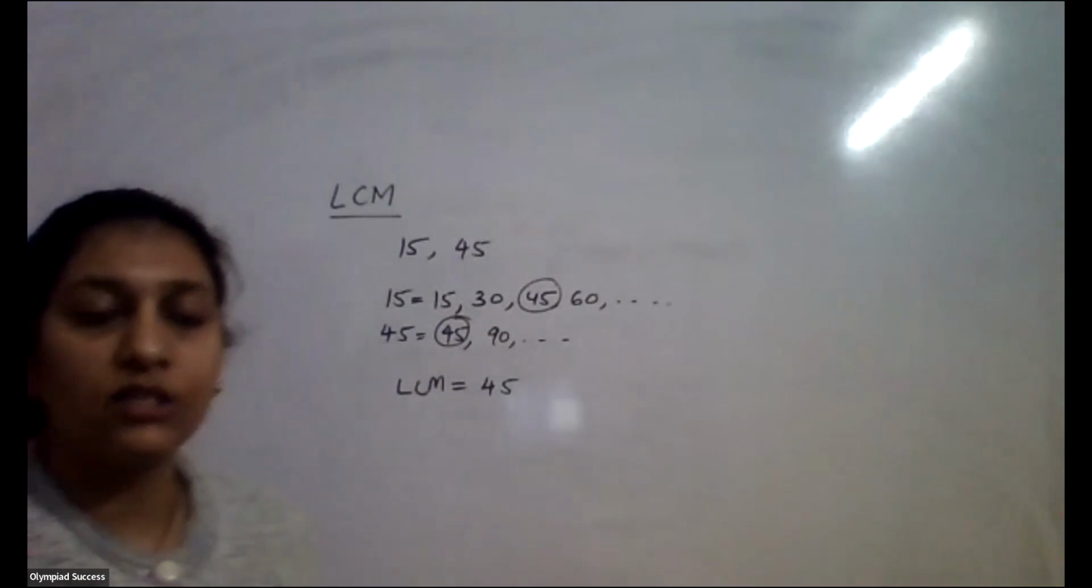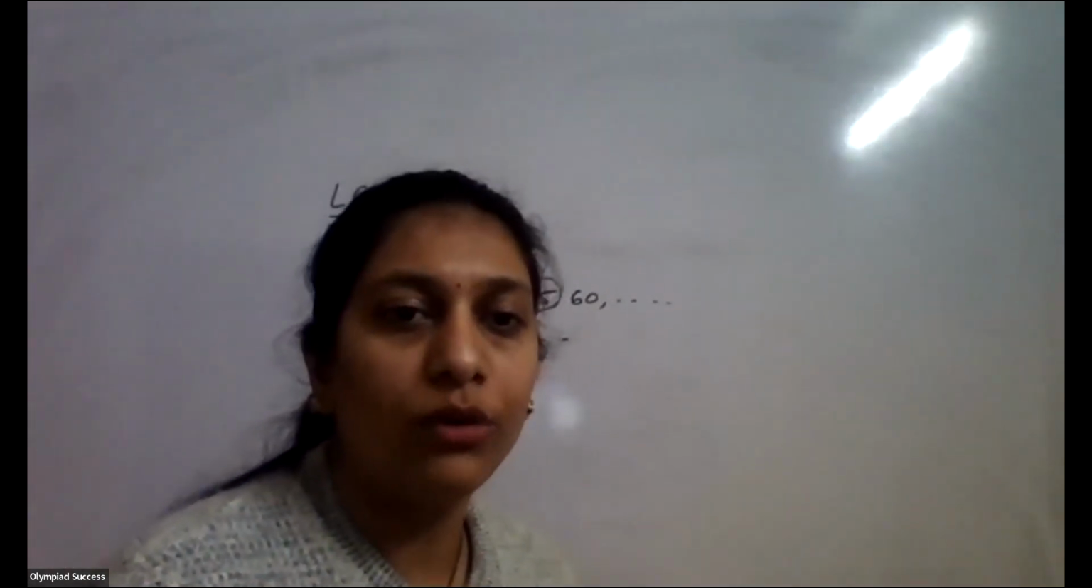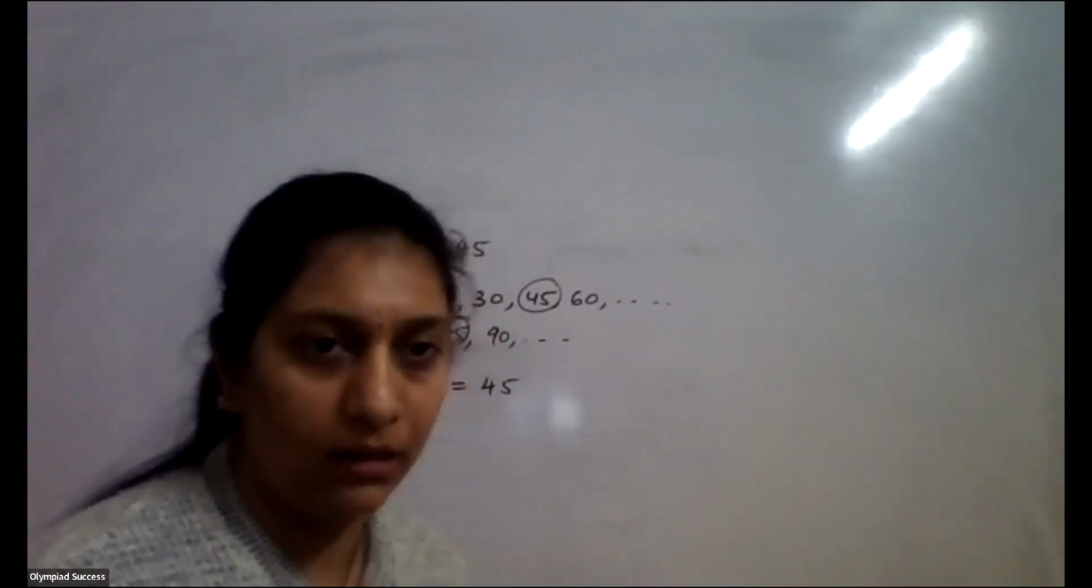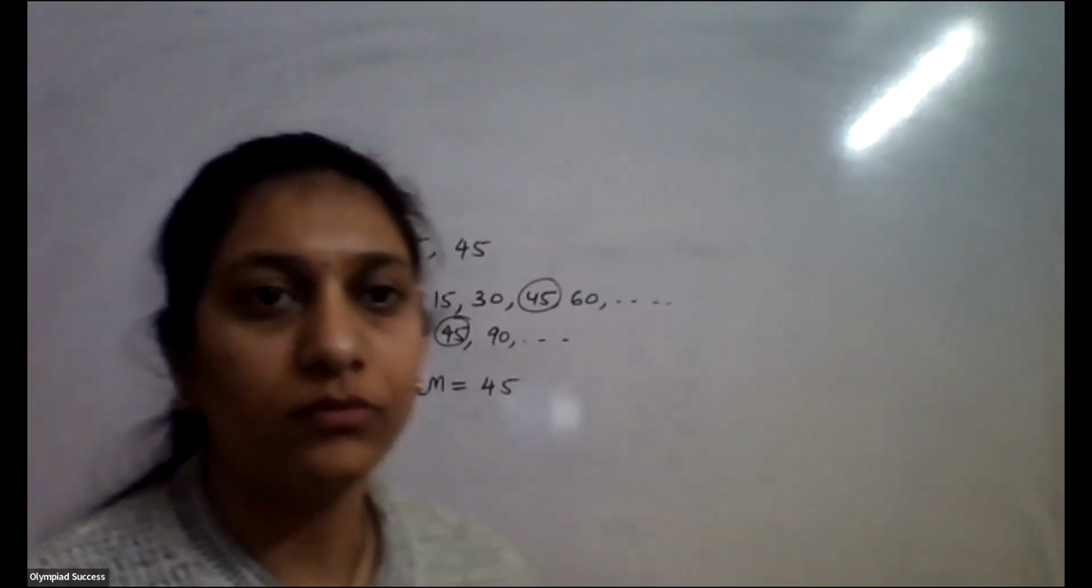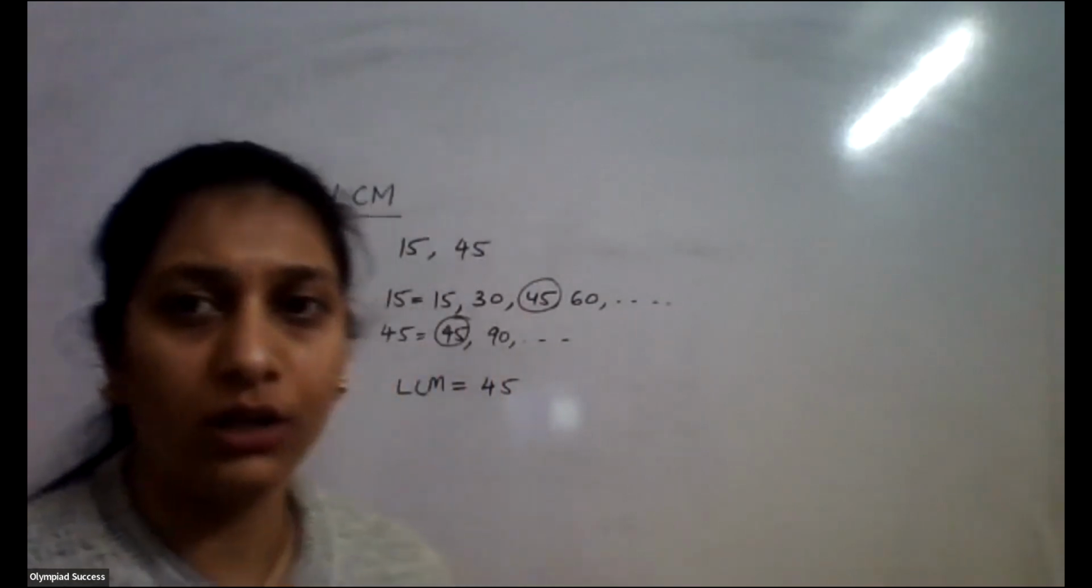Okay, but again this will be a complex method, to write all the multiples and check it, right? So what will we do, which method will we use? Which method will we use now?